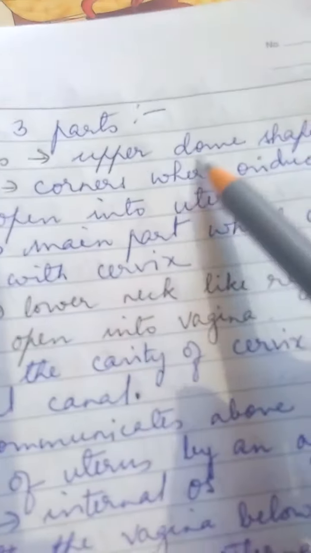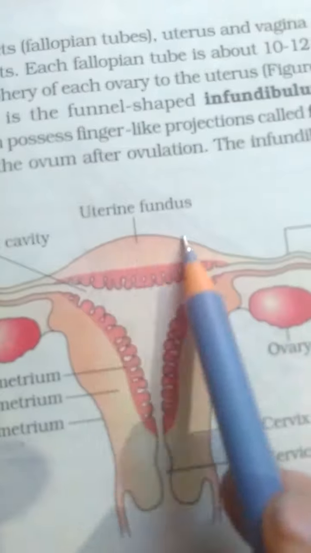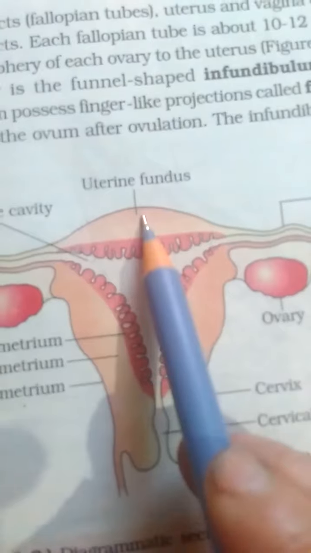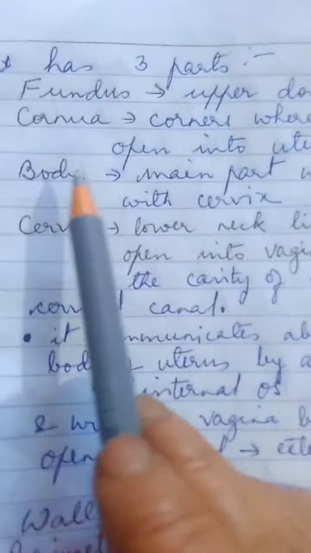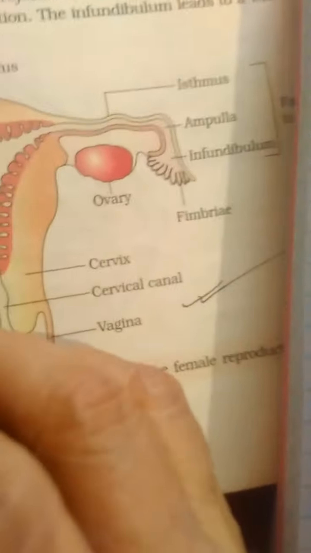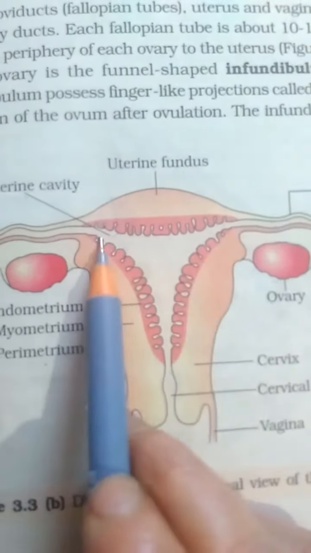Now this uterus has 3 parts, right? First part is the fundus. Which part? It is the upper dome shaped portion. In this diagram you can see this portion of the uterus which is above the level of fallopian tube. This part is called as fundus. Okay. Next is cornua. Cornua are the corners. Which corners? Where oviducts open into uterus. So this part of the uterus is cornua, the corners.